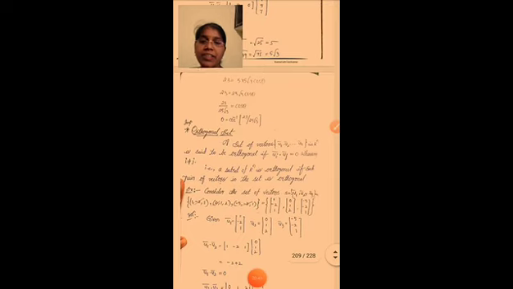Orthogonal set. A set of vectors u1 bar, u2 bar, ..., un bar in R to the power of n is said to be orthogonal if ui bar dot uj bar is equal to 0 whenever i is not equal to j.